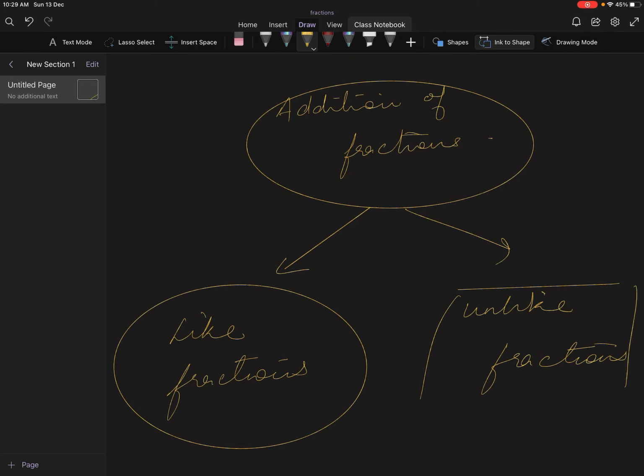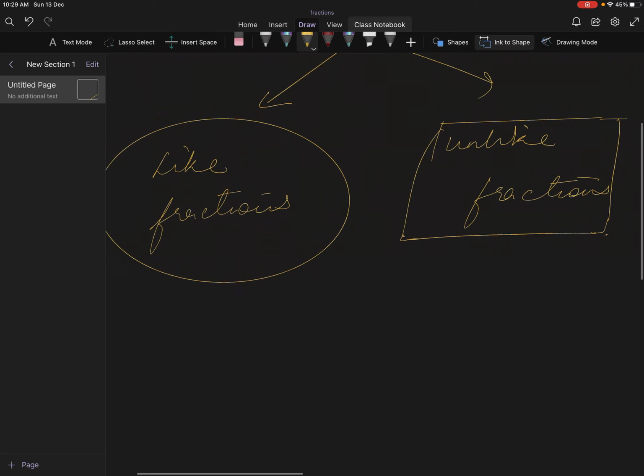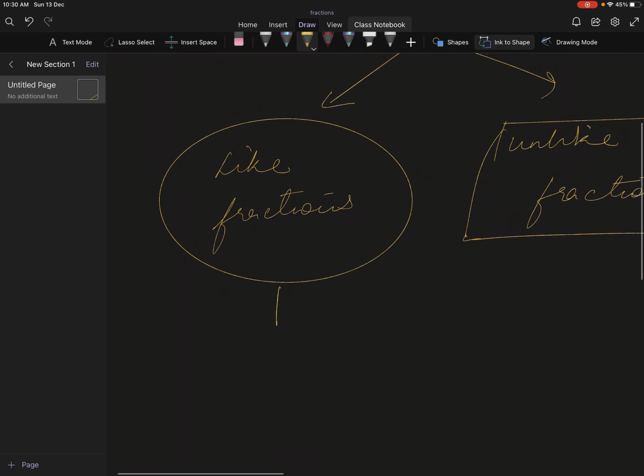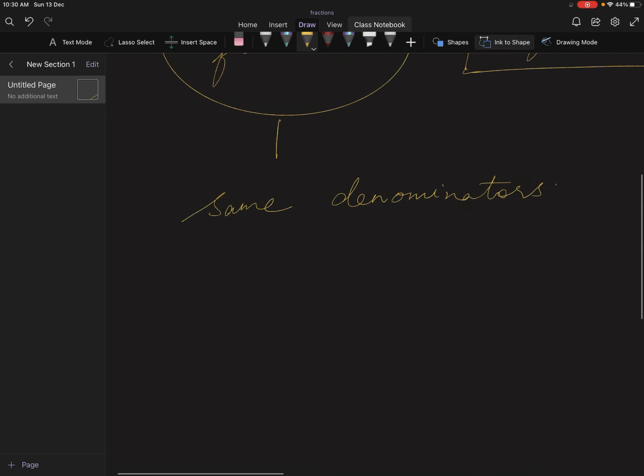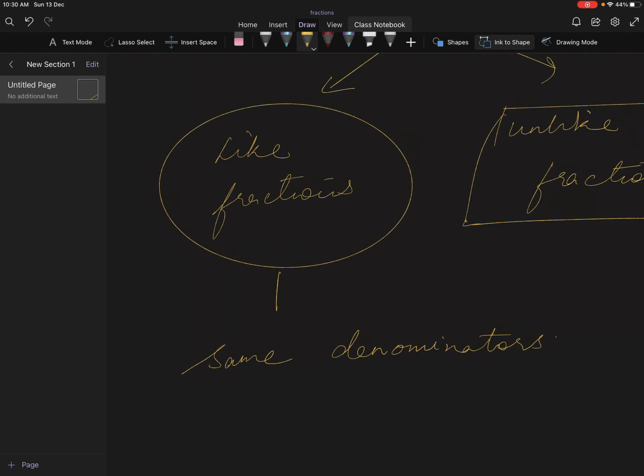Hope you do remember what like fractions and unlike fractions are. The like fractions are those fractions whose denominators are the same, right? And the unlike fractions are the fractions whose denominators are different. The same denominators are called like fractions. Today, we are going to deal with like fractions.